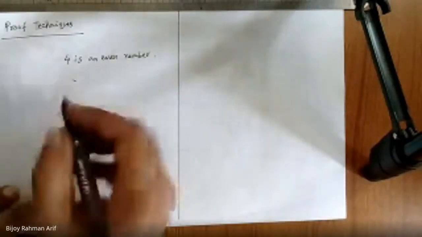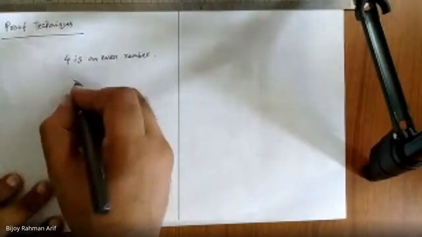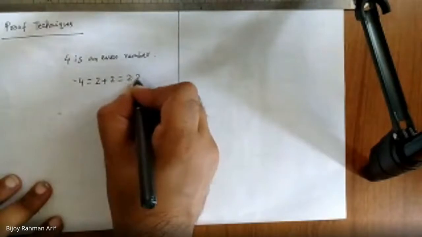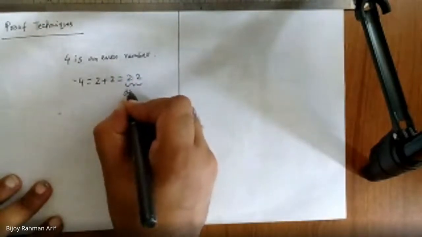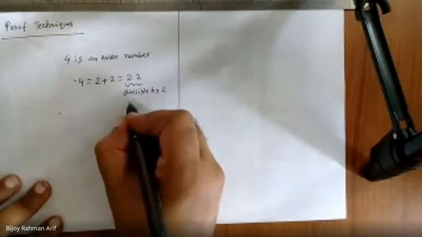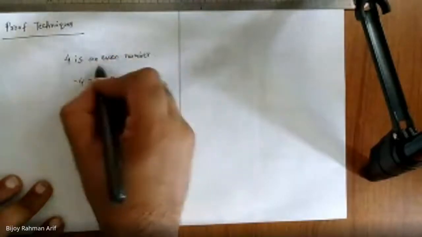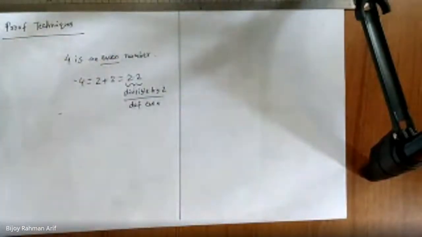We can prove this based on existing evidence, like 4 is divisible by 2. So we can write 4 as 2 plus 2, which is nothing but 2 into 2, which is divisible by 2, and that is the definition of an even number. So 4 is an even number. Done. Am I right or not? Yes, sir.